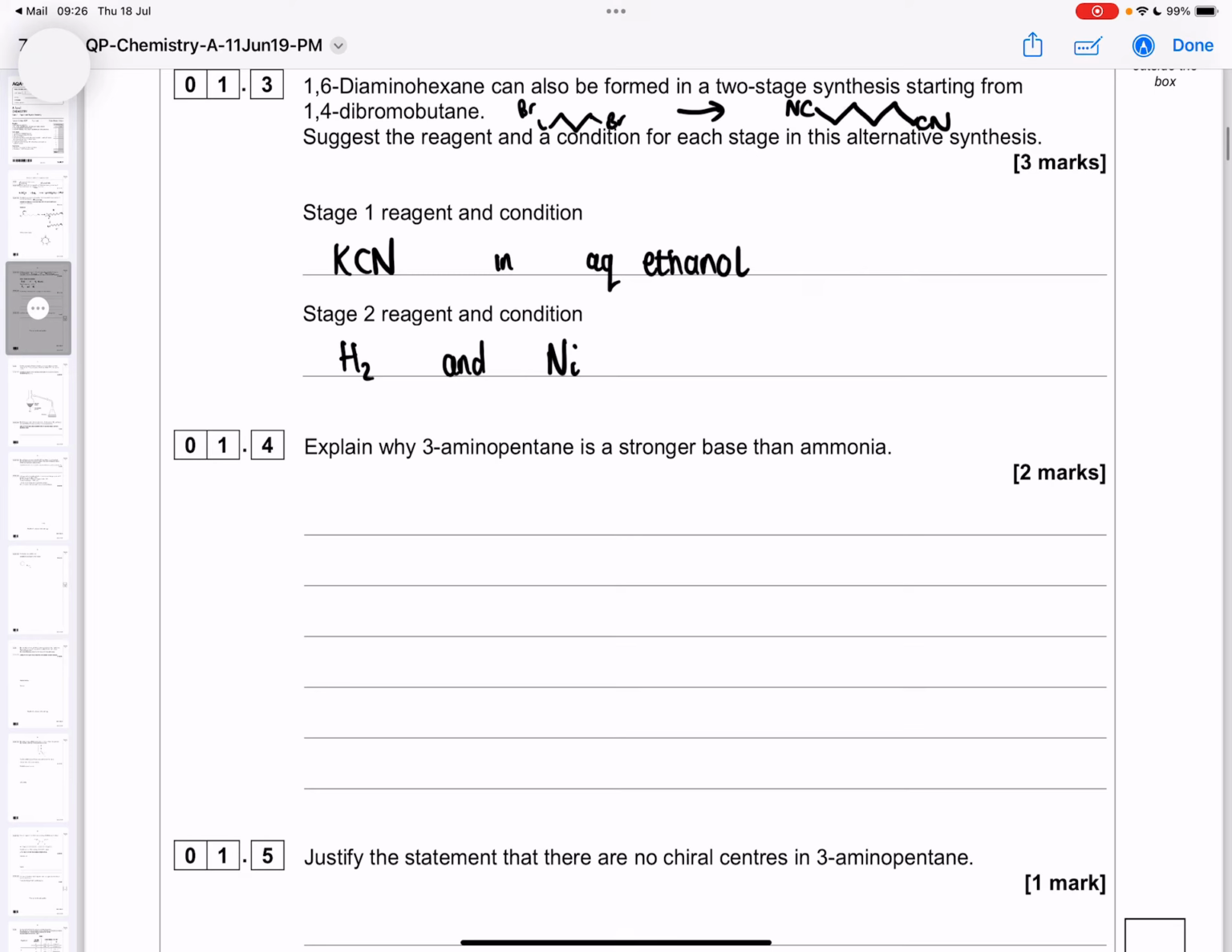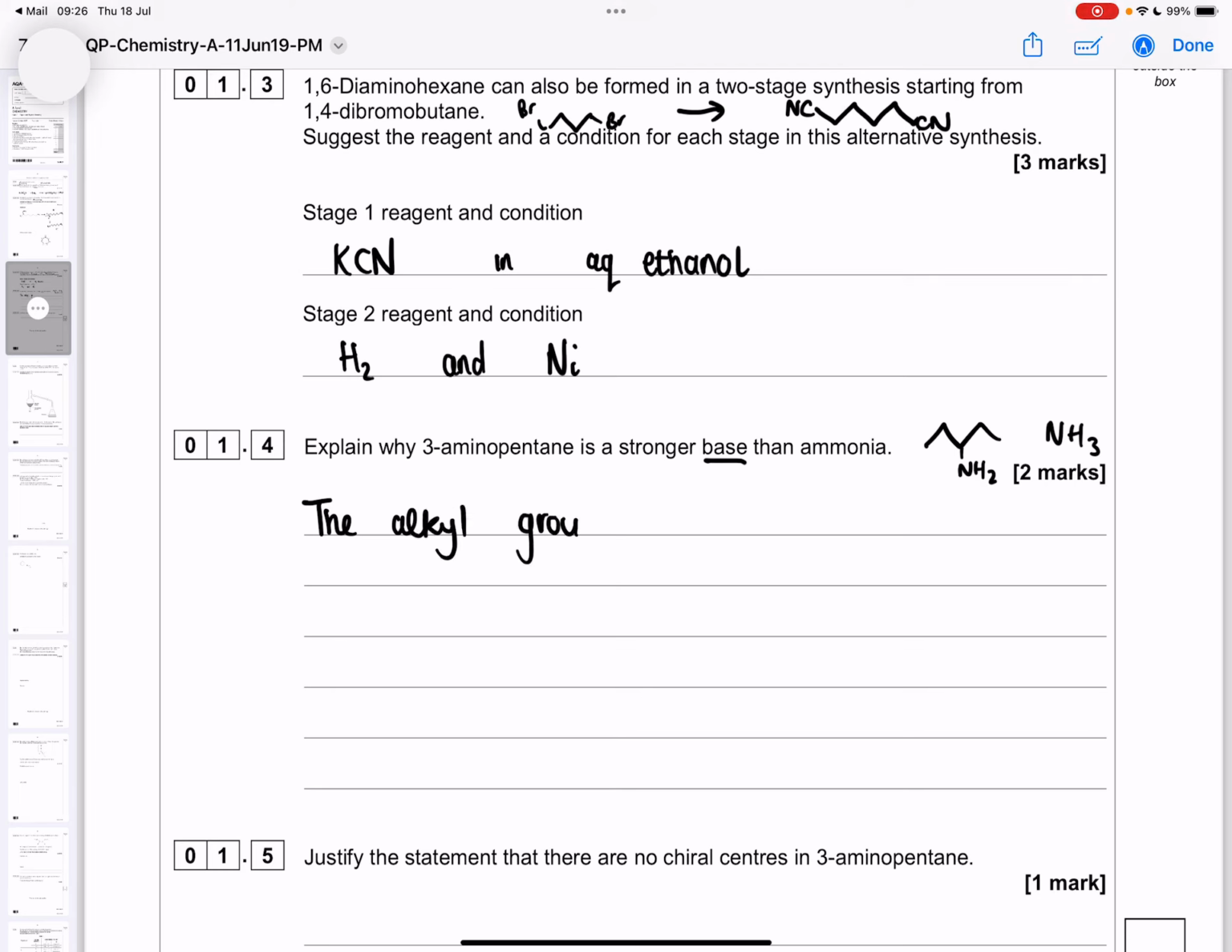The next thing asks us to explain why 3-aminopentane is a stronger base than ammonia. So this is about the alkyl group having a positive inductive effect and increasing the electron density on the nitrogen, which then means that the lone pair on the nitrogen is more able to accept a proton, and that's the definition of a base.